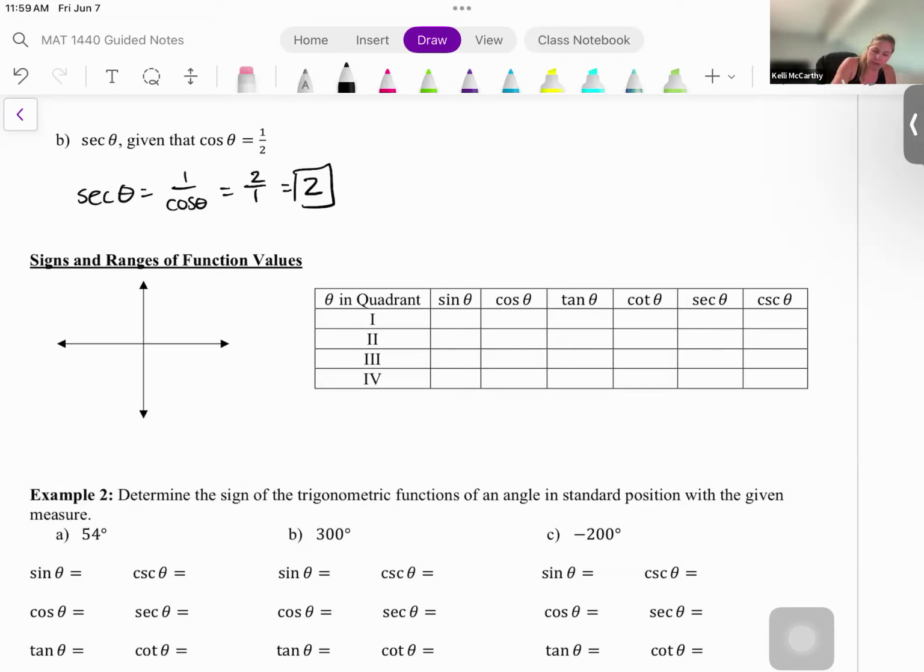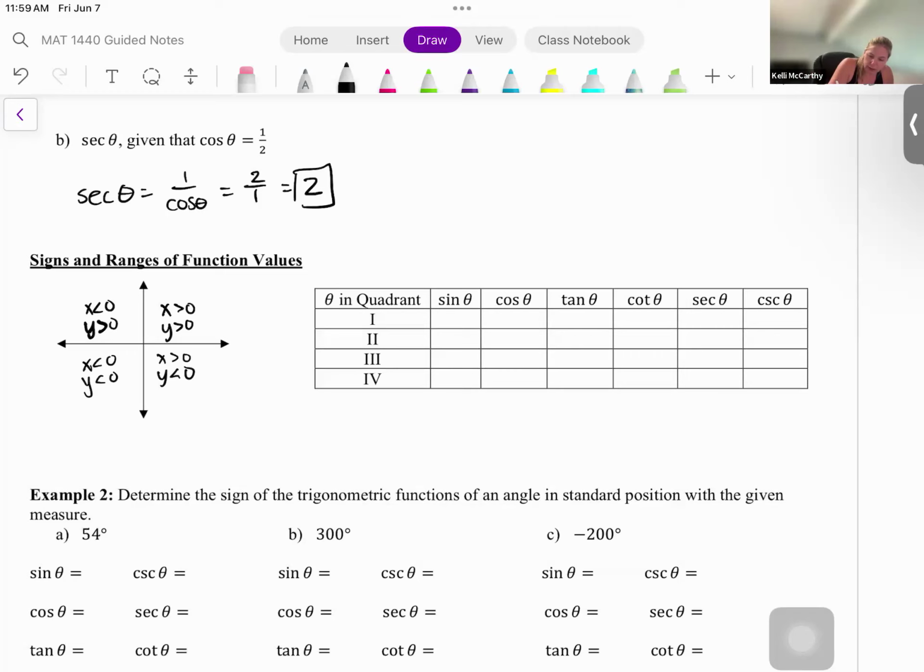In the first quadrant, remember that x is greater than 0 and y is greater than 0. In our second quadrant, x is negative or less than 0 and y is still positive. In our third quadrant, both x and y are negative. And in our fourth quadrant, x is positive, but y is negative.